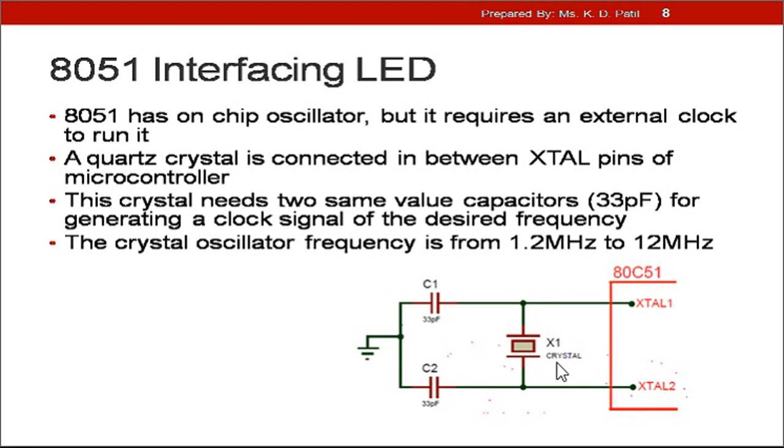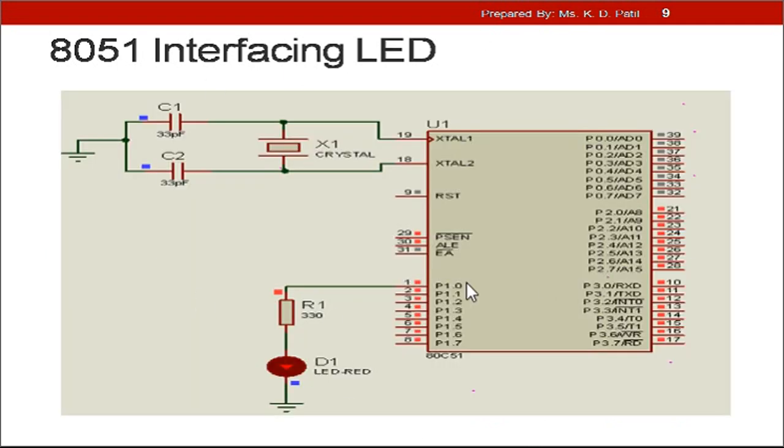Now you will think, why do we require a clock signal? Of course, at some moment you may want to glow that LED, and at another moment you may want that LED to be off. Then of course you will require to generate a time delay for when the LED will glow and when the LED will be off. So for that you will require a clock signal of a desired frequency. The crystal oscillator frequency varies from 1.2 MHz to 12 MHz when the 8051 microcontroller is interfaced with an LED. Now let us see the complete diagram.